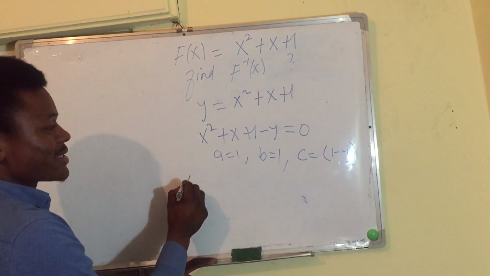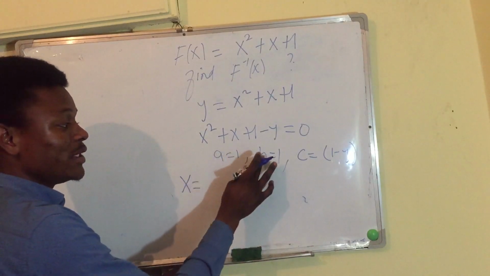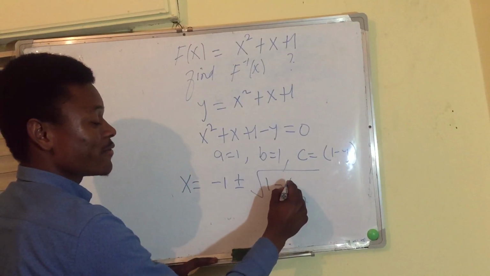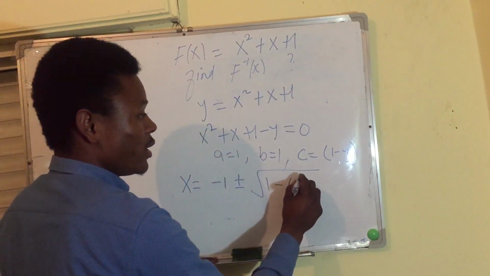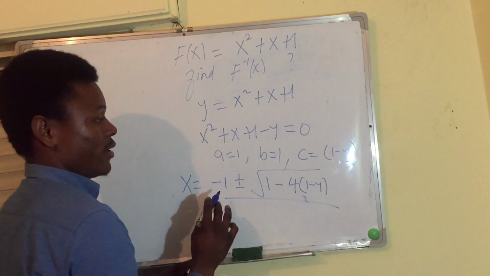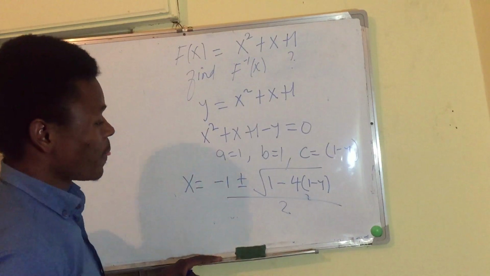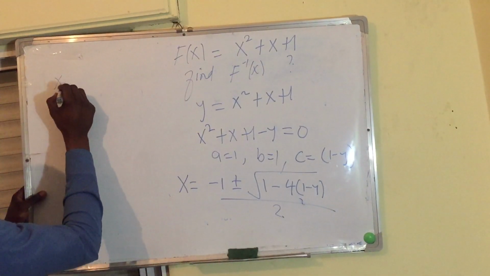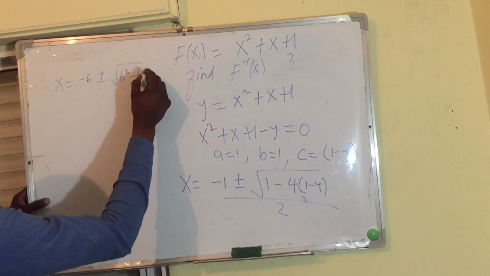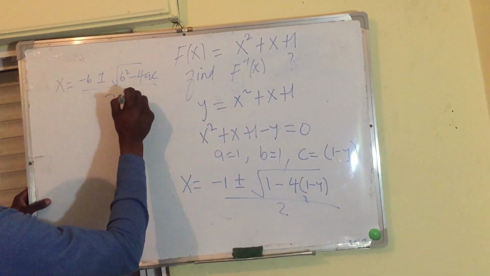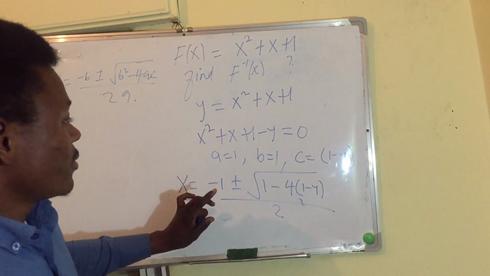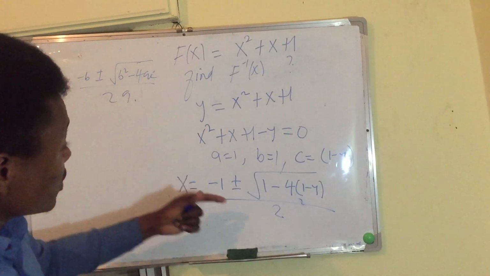Simple. So the value of x now will be x equals minus b, which is minus 1, plus or minus square root of b squared, which is 1, minus 4 times a, which is 1, times c, all over 2a, which is 2, because a is 1. So the quadratic formula is minus b plus or minus square root of b squared minus 4ac divided by 2a. I think, yeah, this is it. So simple, you see. So this is the value of x.